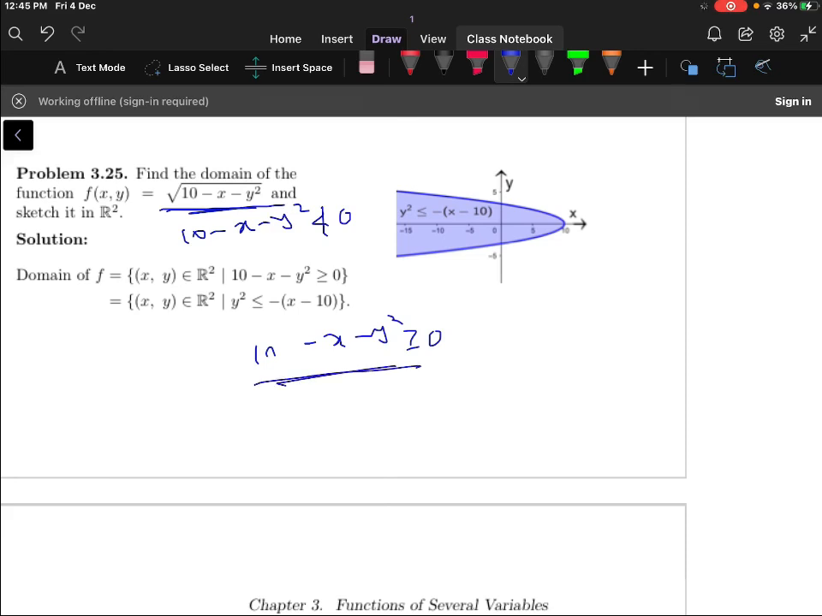Therefore the domain of f is the set of elements of R² such that 10 − x − y² ≥ 0. This implies the set contains the elements of R² such that y² ≤ −(x − 10). This is the equation of a parabola symmetric about the x-axis, opening to the negative side. So this is the region of the given function.